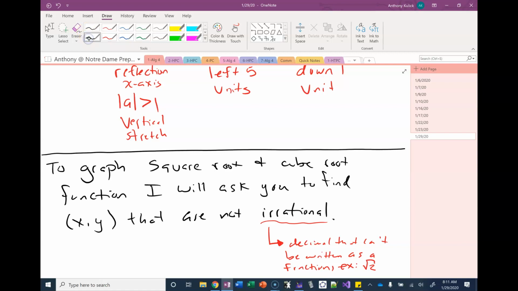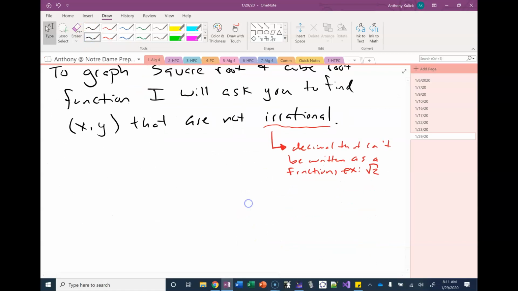So we're going to have to be pretty careful about picking our x's. So for square roots, what's our smallest perfect square? What's the smallest number that we can take the square root of and get an even number back? Is there a number smaller than 1? 0, right?